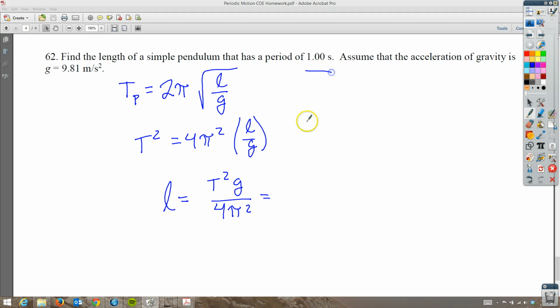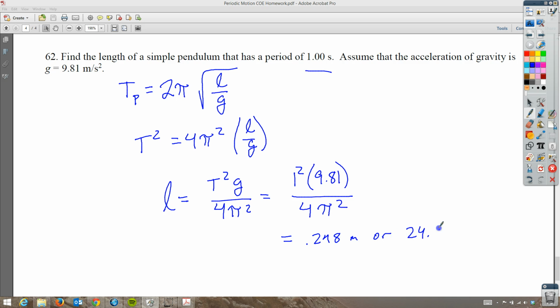Our period is 1 second, so we're just going to do 1 squared. Gravity here, we're going to use the more standard 9.81 instead of our easier 10 that we usually use. And we're going to divide that by 4 pi squared. If you do that math, you should end up with 0.248 meters or 24.8 centimeters. And that is the last problem in this section.